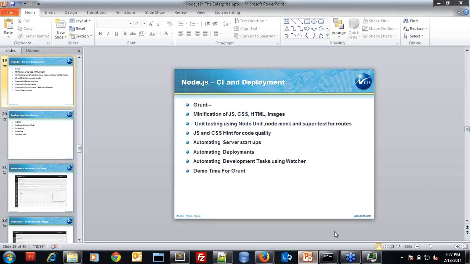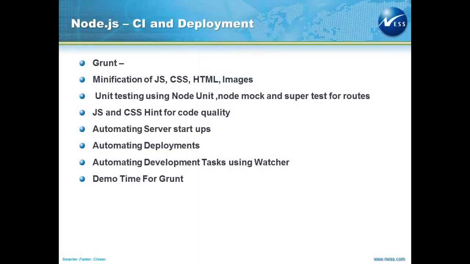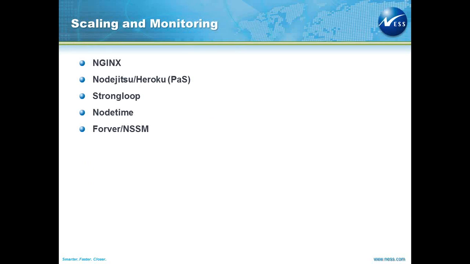So let's move on. Scaling and monitoring. Like I said earlier, Nginx is a commodity hardware solution to help you scale Node.js apps. Nodejitsu and Heroku are basically platform as a service that lets you host your Node.js apps on the cloud. Now, StrongLoop is from StrongOps and is a product that lets you do something like what Splunk does today. It lets you do performance monitoring. NodeTime lets you do performance analytics on your Node.js application.